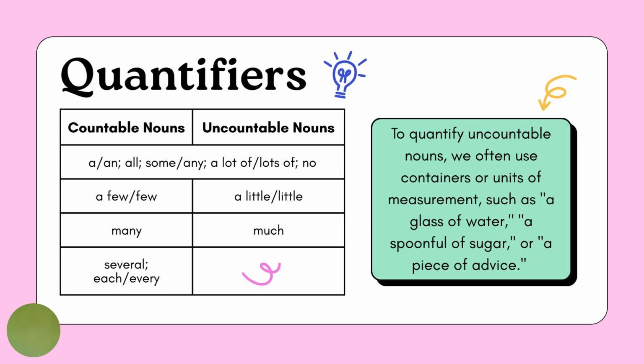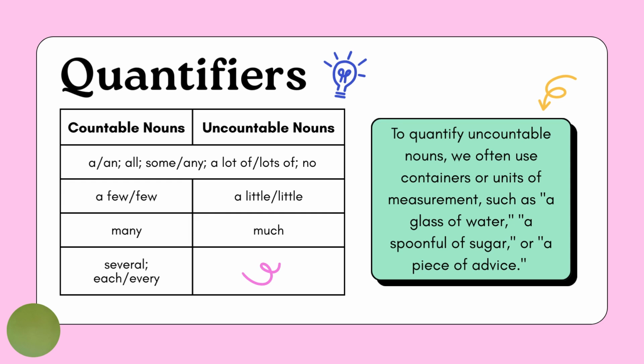And to quantify uncountable nouns, we often use containers or units of measurement. A kilogram of rice, right? Rice is an uncountable noun, but if you want to say butuh satu, bukan kalau kita bilang beras bukan satu beras ya, but like satu karung atau 1 kilo, so you say a kilogram of rice. So that's what we call containers or units of measurement.